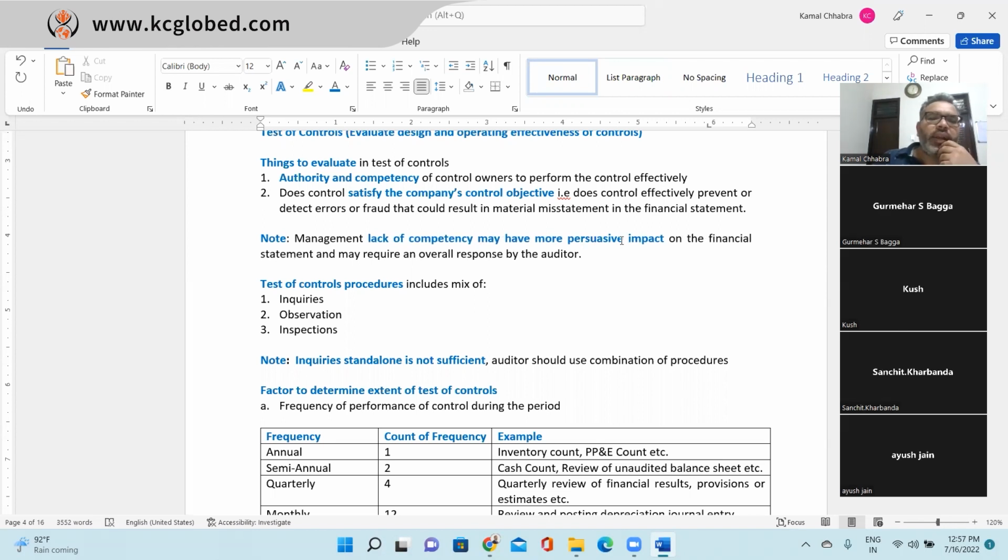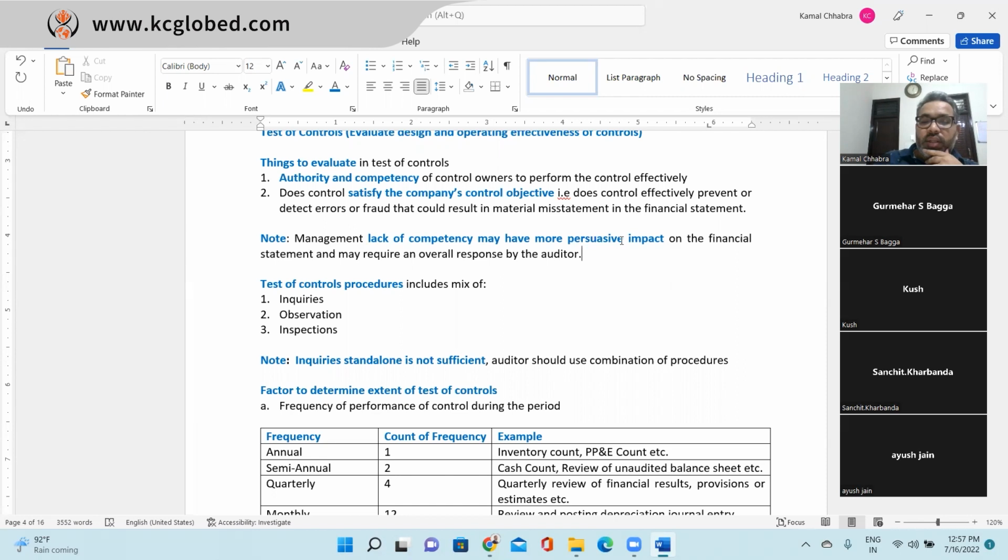Thank you. Next is test of control procedure, which includes a mix of inquiry, observation, and inspection. Confirmation is always test of detail, right? Recalculation and reperformance is most of the time test of detail. In test of control, you majorly perform inquiry procedure and inspection procedure and sometimes observation procedure, right?